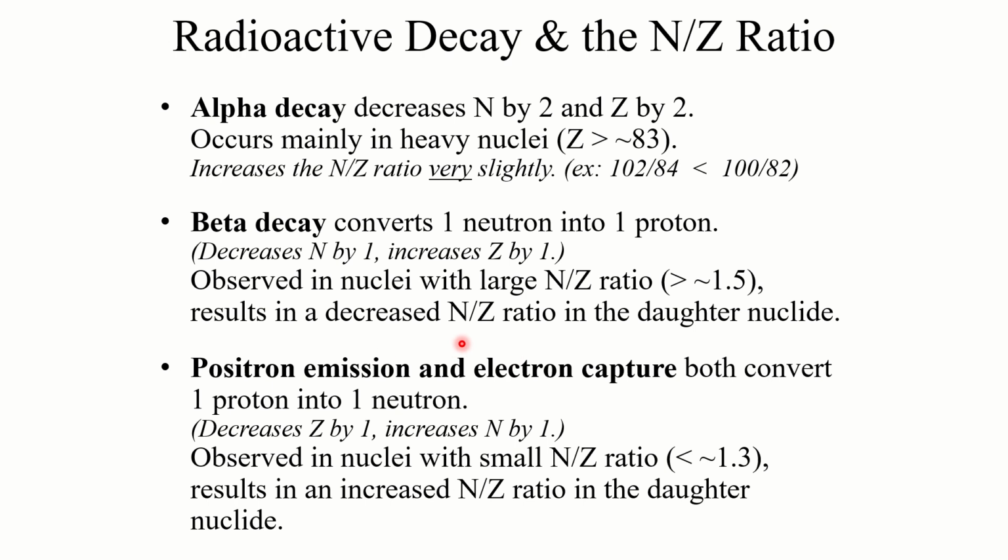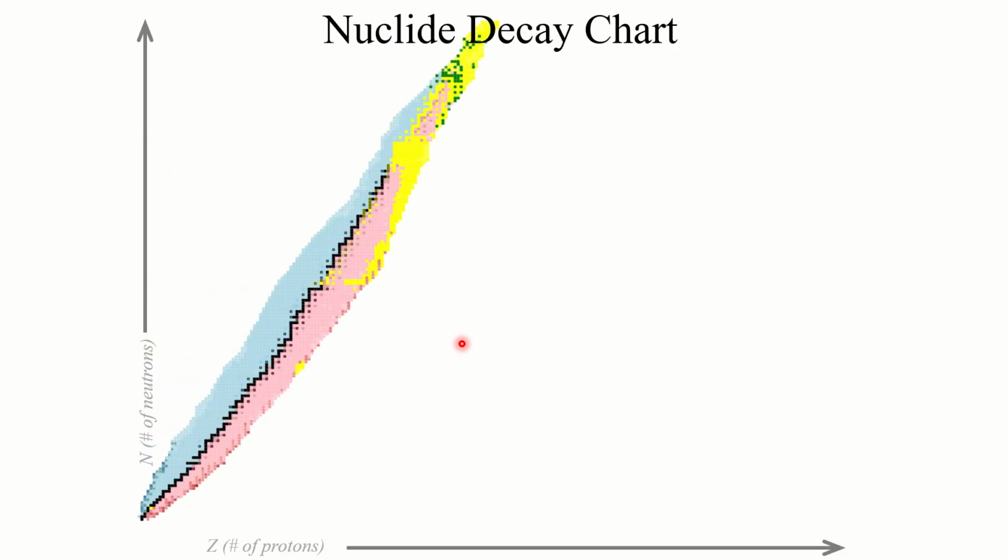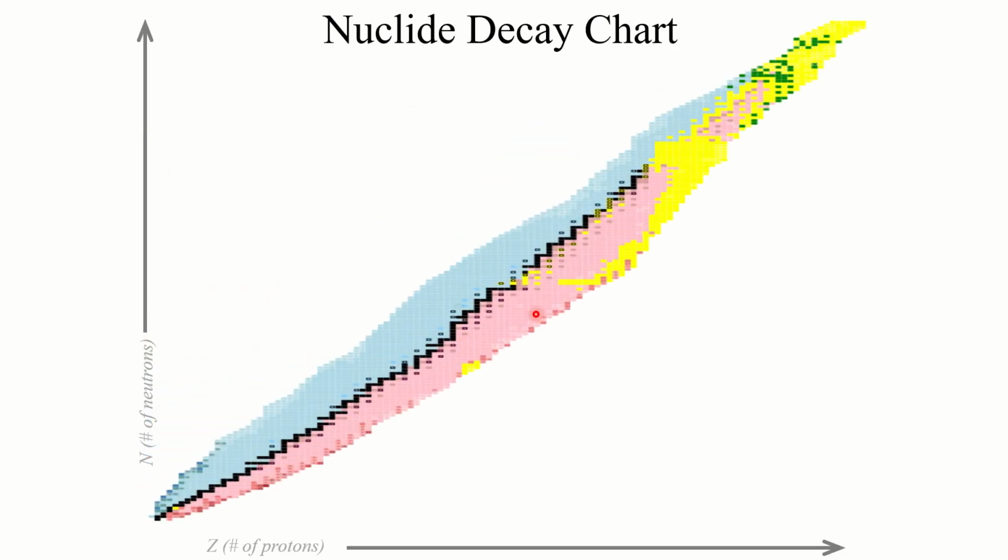Positron emission is more common, but both are possible. They both do the same thing. They convert a proton into a neutron. So these decrease Z by 1. They increase N by 1. These are observed in nuclei with small N to Z ratio, resulting in an increased N to Z ratio in the daughter nuclide. Let's look at this in a little more detail.